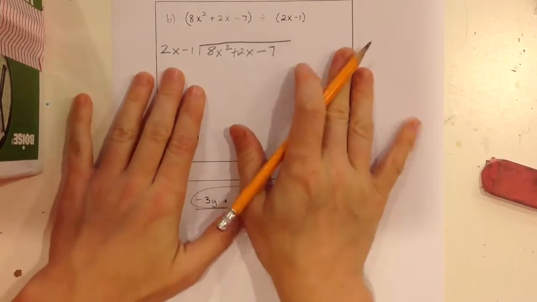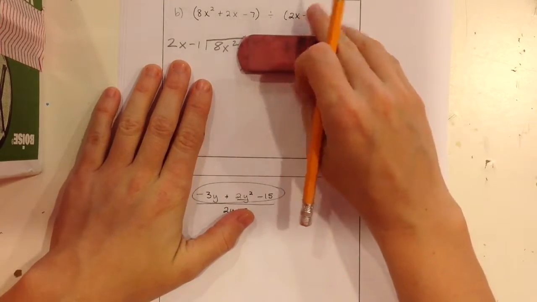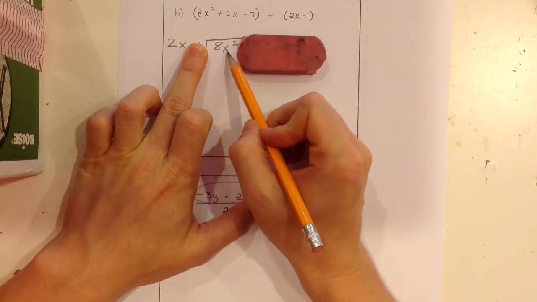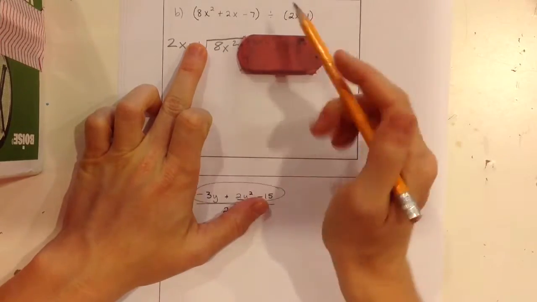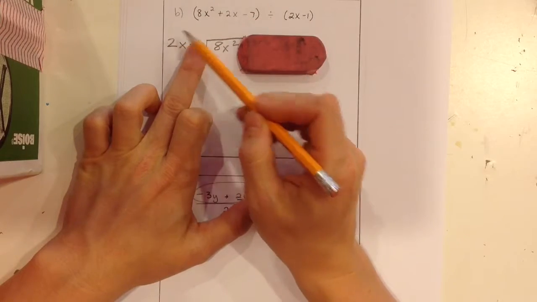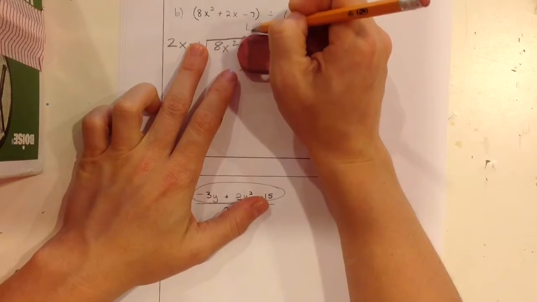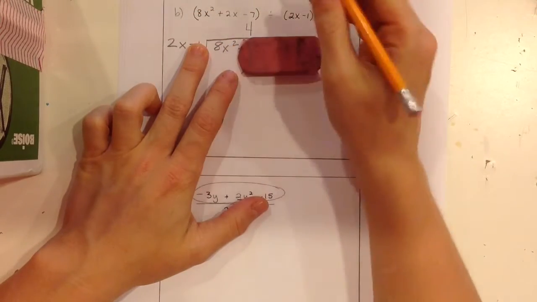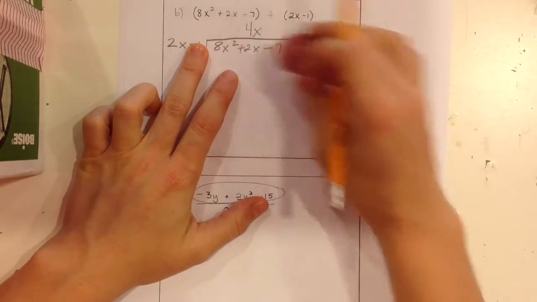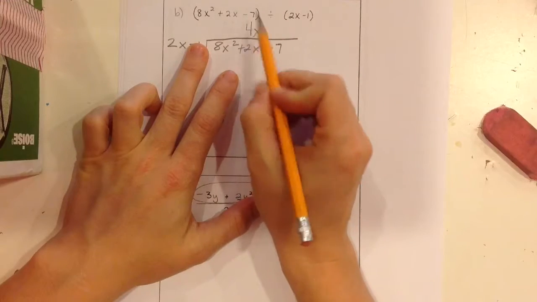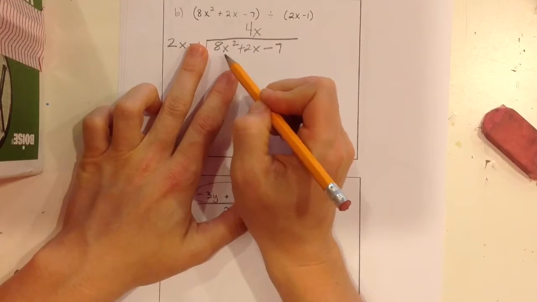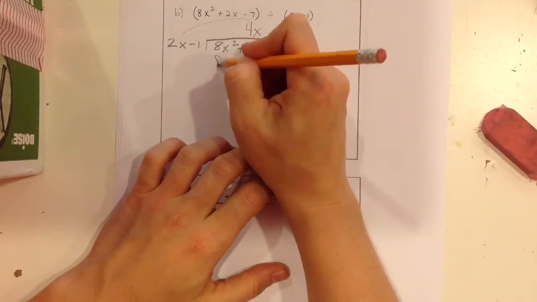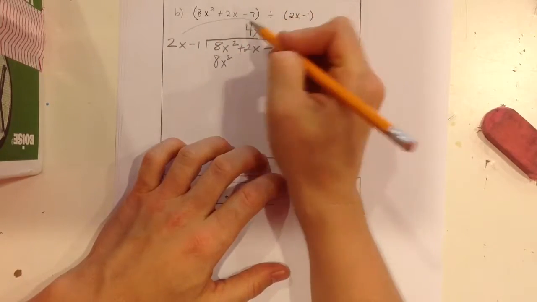So remember what we do. We ask ourselves, what can I multiply times 2x to get 8x squared? Well, let's simplify this a little further. What can I multiply times 2 to get 8? Well, 4. What can I multiply times x to get x squared? X. So I can multiply 4x times 2x and I should get 8x squared. So 4x times 2x gives me 8x squared.